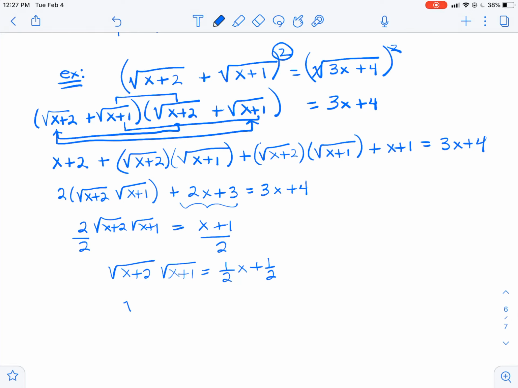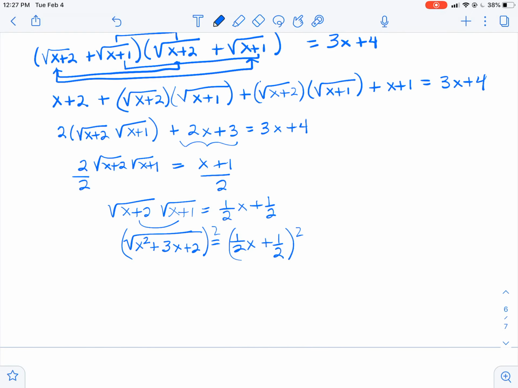Now, this here, again, because both of those have to be positive, I can now actually square that, or FOIL it, x squared plus 3x plus 2. Okay, I am just foiling what's inside there. 1/2 x plus 1/2. Wow, that's a lot of work. Square both sides. Now then I can get rid of radicals.